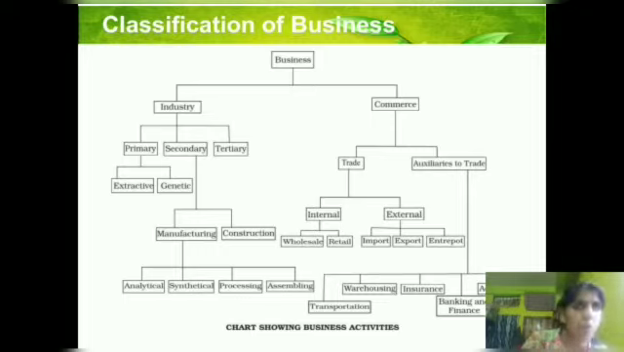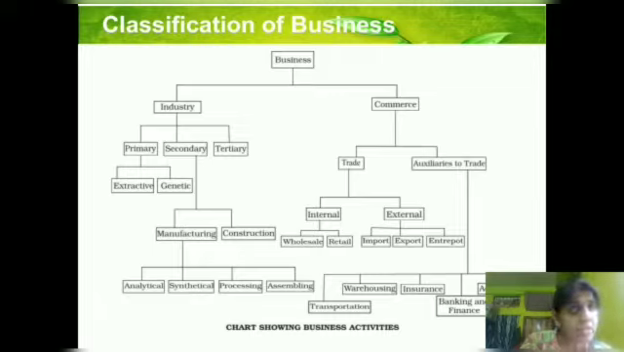Before going on to that, you just see this whole chart which is also given in your books. See, the business is divided into two categories. The first one is the industry and the second one is the commerce. Today we will just cover up the industry. So forget about the part which is given for the commerce for right now. Industry can be further classified as primary, secondary and tertiary. Means we can further divide them into three categories.